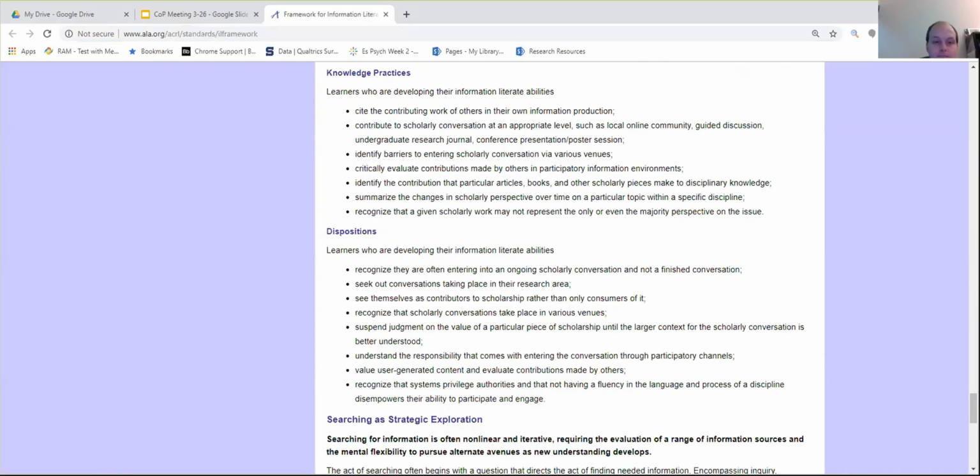That goes back to the idea that Jesse was talking about with threshold concepts. These are the threshold concepts she was talking about, that all of us have crossed the threshold, so we get that this is a conversation. But we need to come up with ways to get our students to cross the threshold.